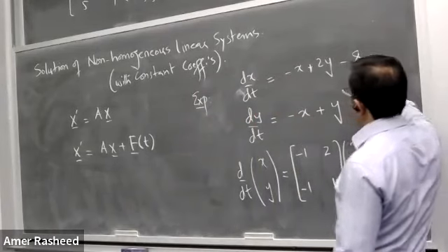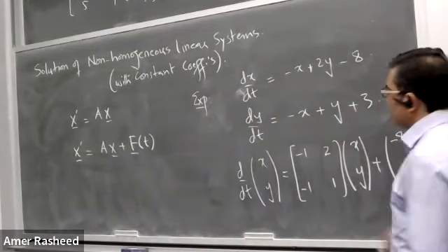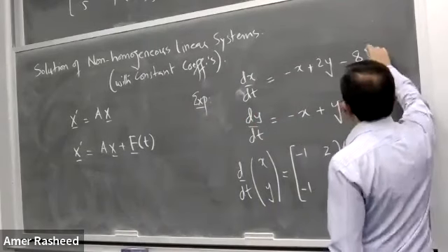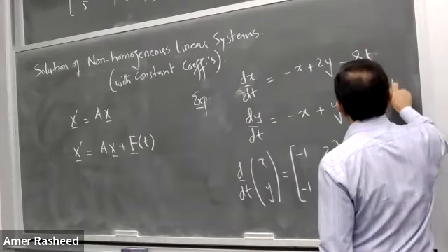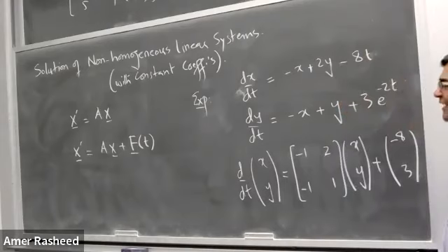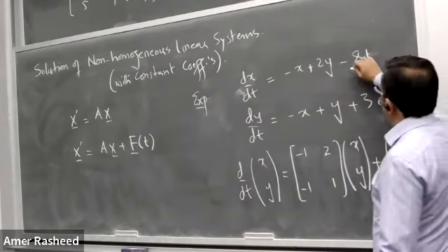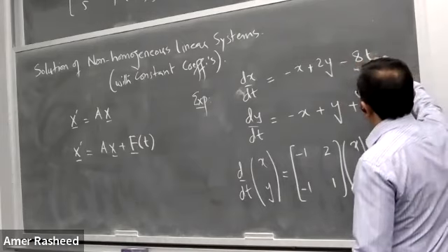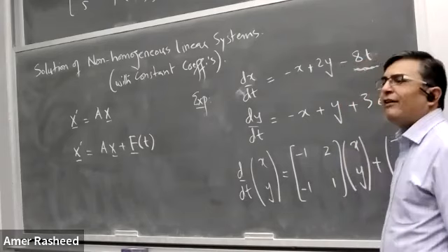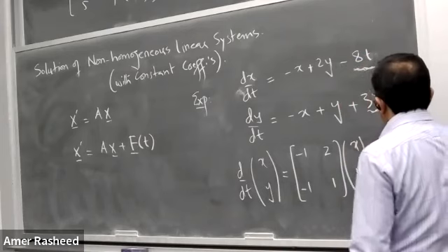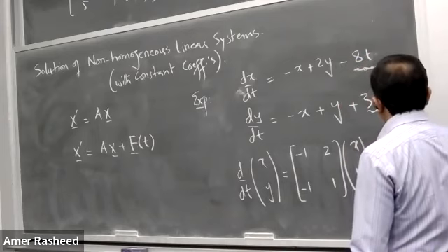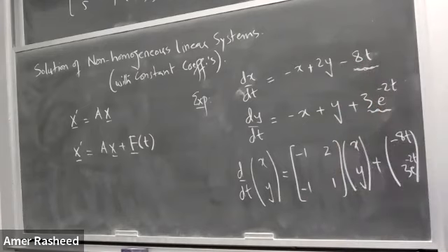Here we can have some different functions of t as well. For example, we can have 8t and 3 to the power minus 2t. So still it is a non-homogeneous linear system. You should remember that here you should have only functions of t, here and here as well. So this is a non-homogeneous linear system.